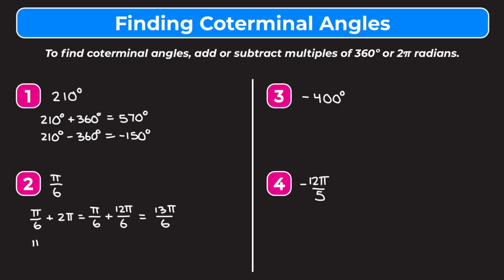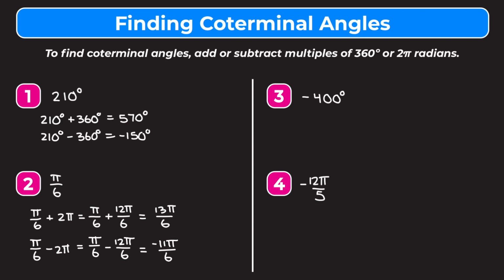We're going to do a similar thing to find the negative angle, but we're going to subtract 2 pi. So we're going to have pi over 6, and we're going to change 2 pi into 12 pi over 6 again. Pi minus 12 pi gives us negative 11 pi on the top, and we have a 6 on the bottom. So we get 13 pi over 6 and negative 11 pi over 6 as 2 possible answers.